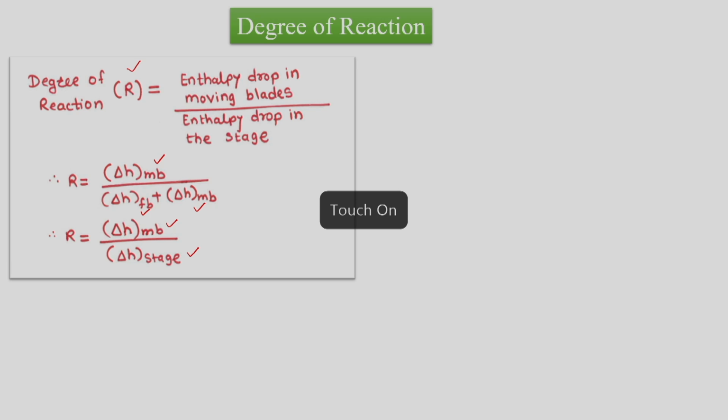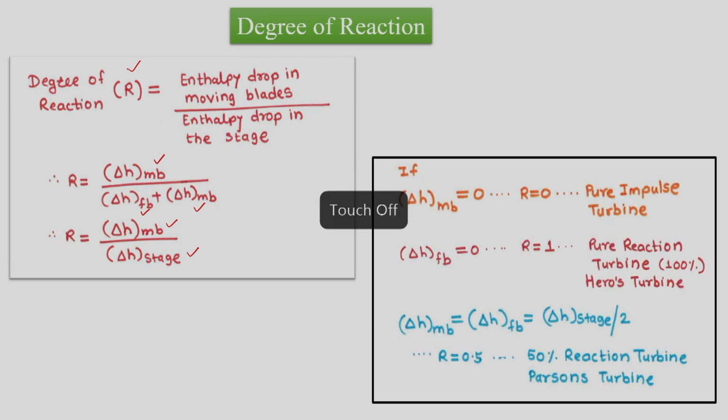So this is the degree of reaction. What we mean here is, if moving blades had 0 enthalpy drop, then the degree of reaction becomes 0. So it is a pure impulse turbine. If fixed blade has 0 enthalpy drop, then degree of reaction is 1, and it becomes a pure reaction turbine, also called Hero's reaction turbine or Hero's turbine.